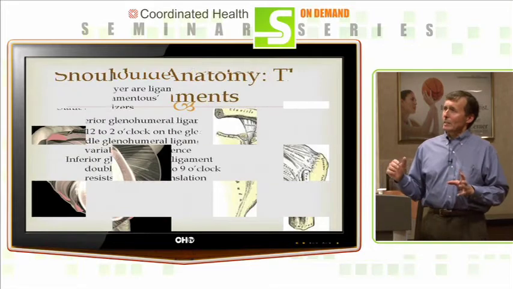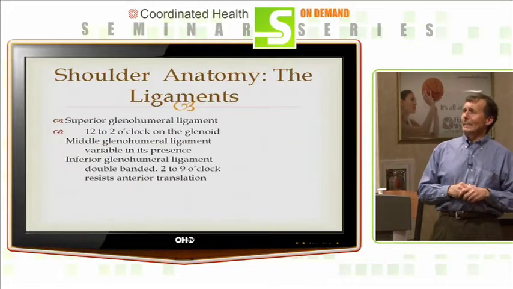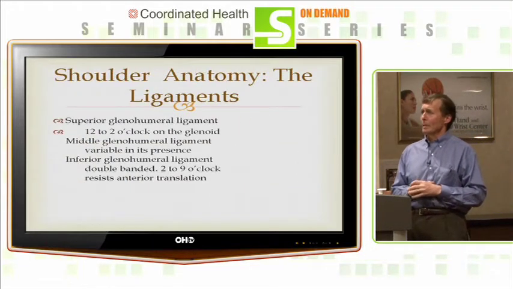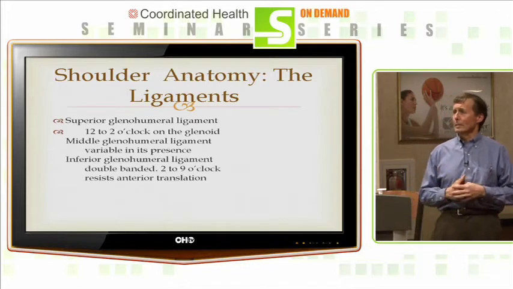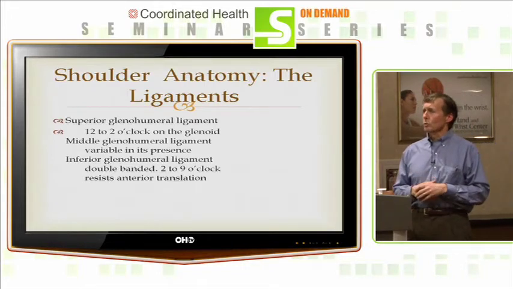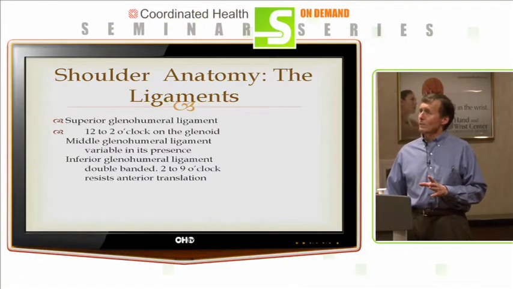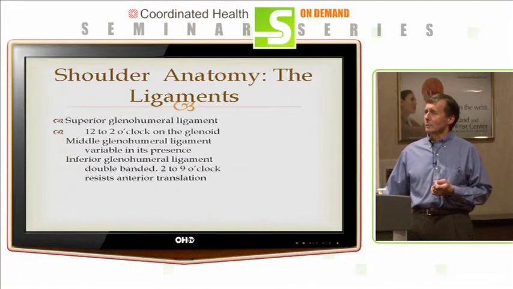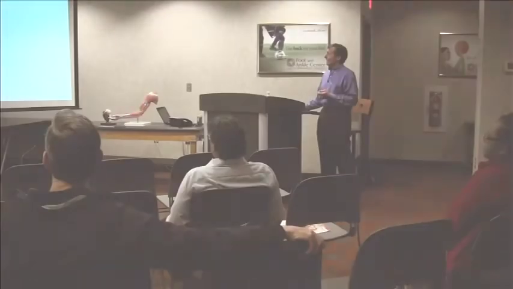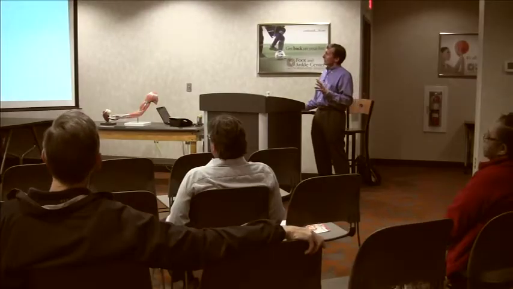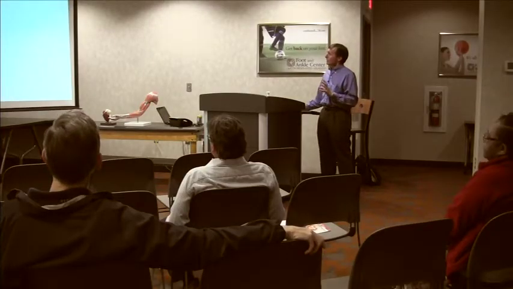The ligaments are divided into the superior ligaments, the middle glenohumeral ligament, the inferior glenohumeral ligament. They're bands of tissue at various parts of that glenoid that I showed you, and they give the shoulder its inherent stability. And those ligaments can tear when the shoulder dislocates.